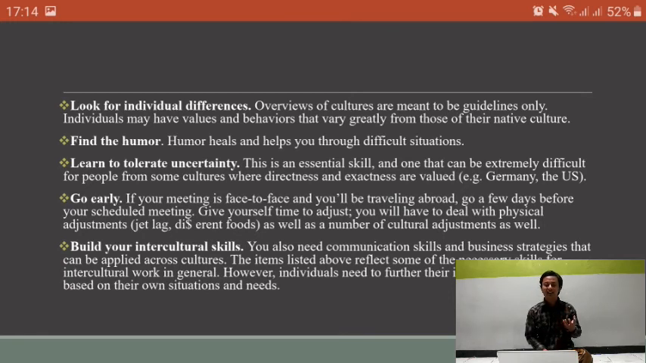Next is learn to tolerate uncertainty. This is an essential skill and one that can be extremely difficult for people from some cultures where directness and exactness are valued. So next is go early. If your meeting is face to face, you will be traveling abroad. Go a few days before your scheduled meeting. Give yourself time to adjust. You will have to deal with physical adjustment, jet lag, different food, as well as a number of cultural adjustments as well.